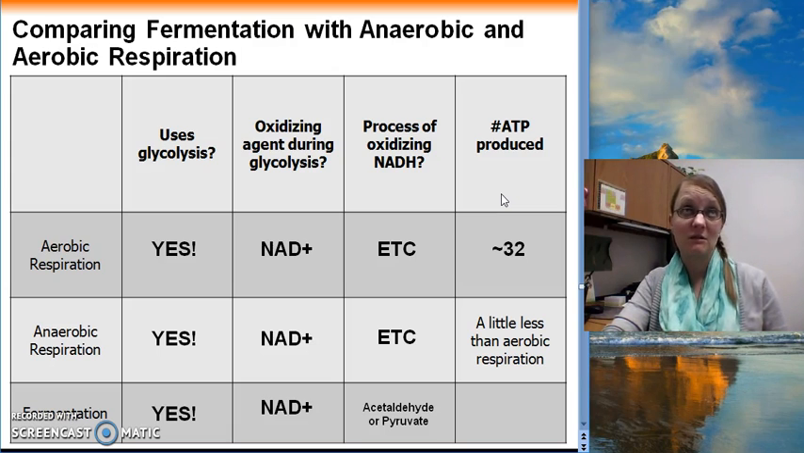Remember, in fermentation, the only thing producing ATP is glycolysis. And how many ATPs do we produce in glycolysis? 2. And that's it, a measly little 2. So clearly, the most effective way to produce ATP is through the use of oxygen in aerobic respiration.